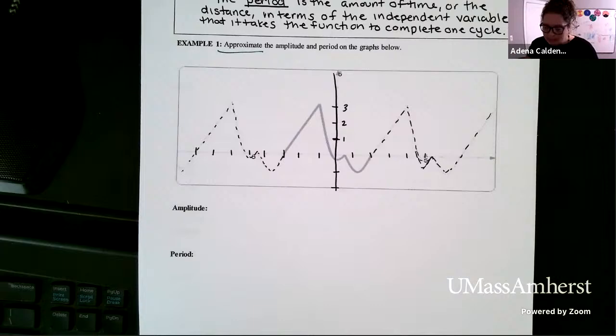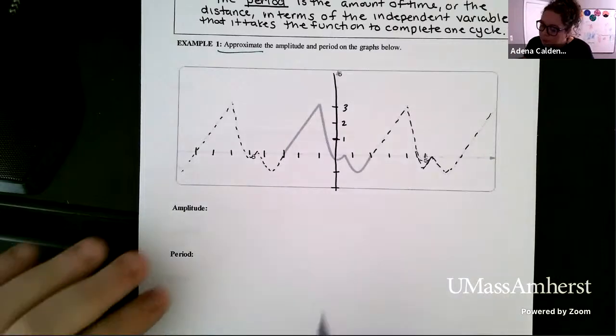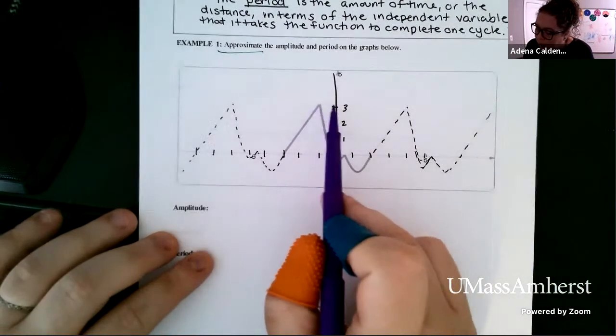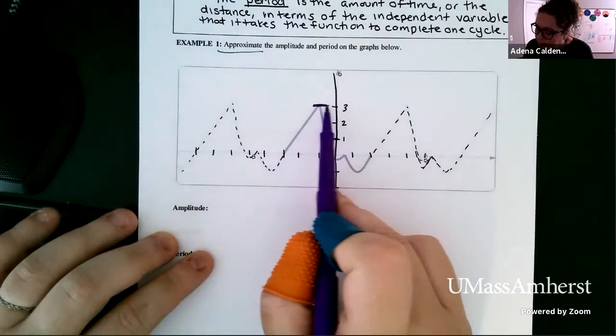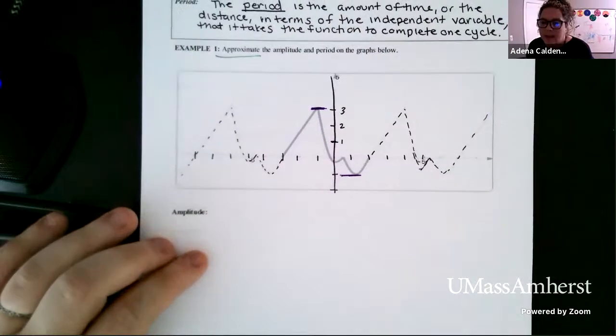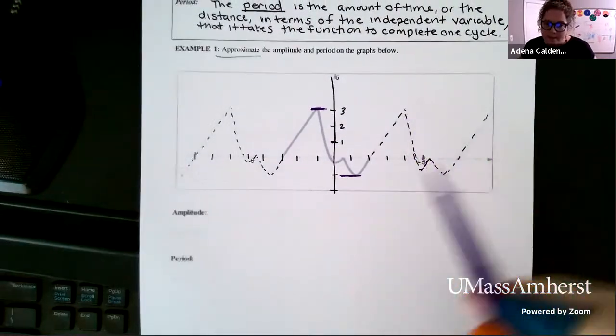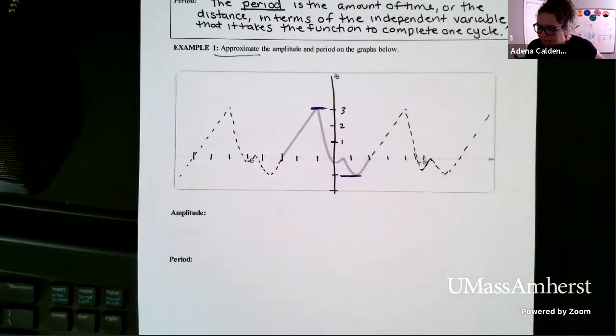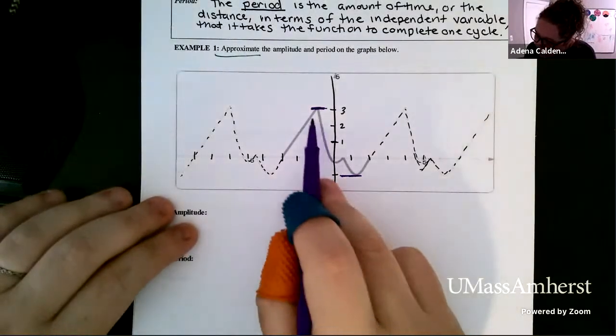So what does this look like? For the amplitude, what I'm trying to figure out is where is the maximum? The max is here. Where is the minimum of my function? That's here, right? I could have picked any max and min, but these are closest to the scale. And so I want to figure out what these values are.